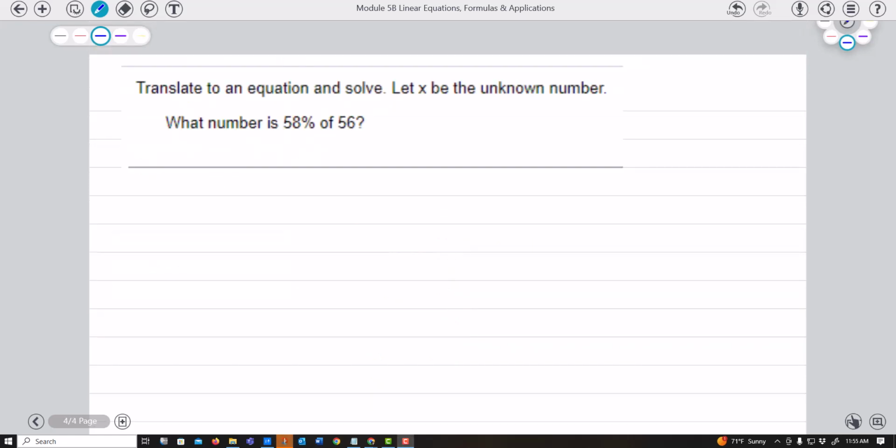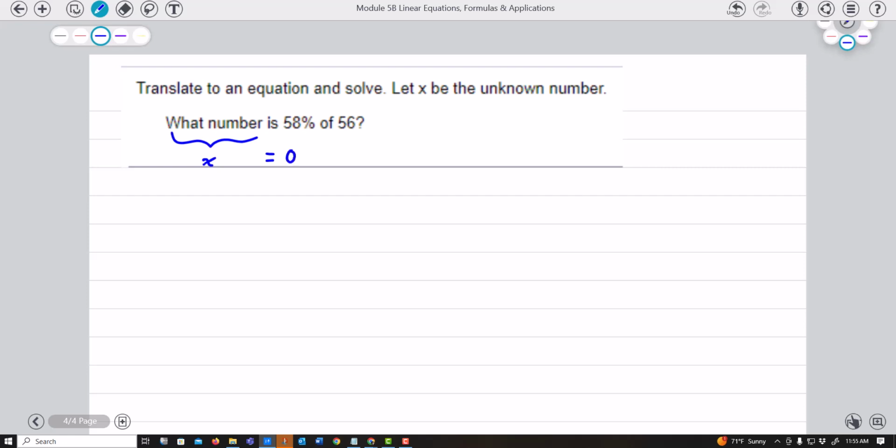All right, so when we get into applications, we want to translate what we're trying to solve into an equation so we can solve it. So it says what number? I think that would just be x. I don't know what that number is. Is an equal sign in math.